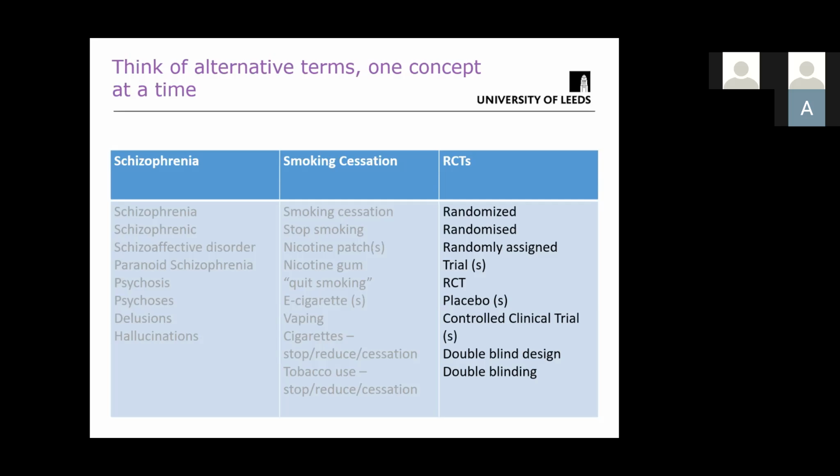Interventions could be randomly assigned. It might just be written as a trial or as an RCT. Generally, if it's an RCT, there may be a placebo involved. It could just be a controlled clinical trial. We'd like to see double blinding. So again, I've got to sit there and think, what are all the different ways that we can look for RCTs when I'm searching for a study?